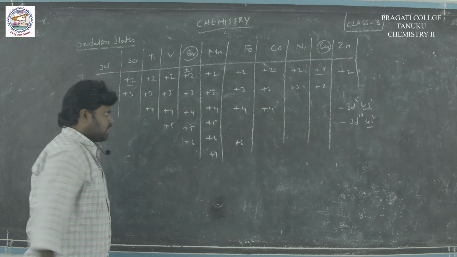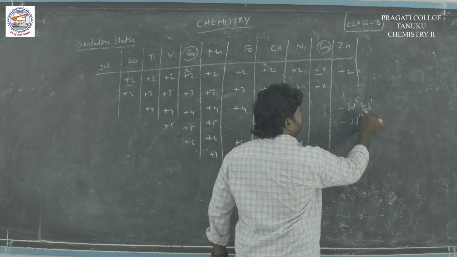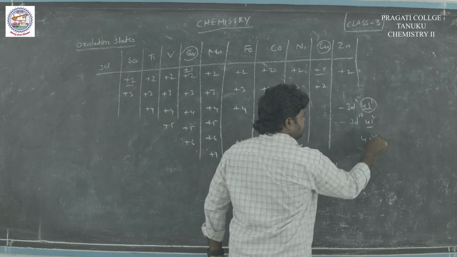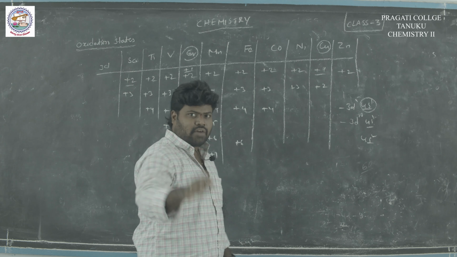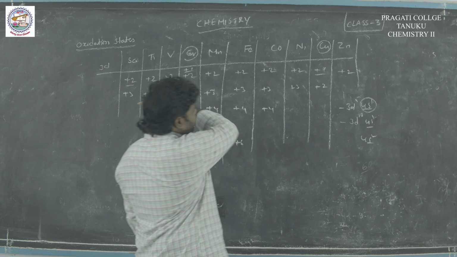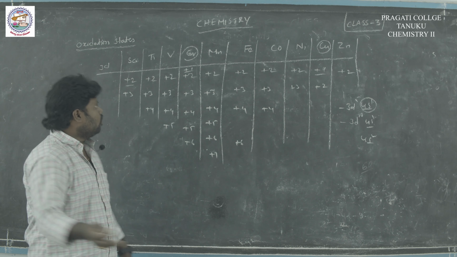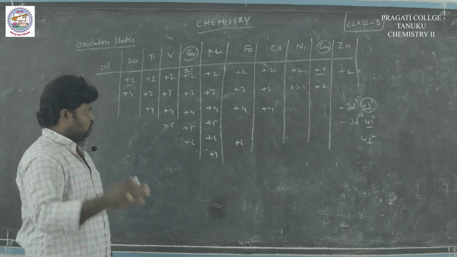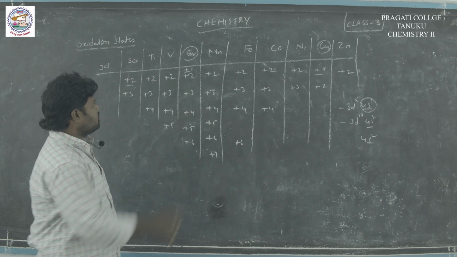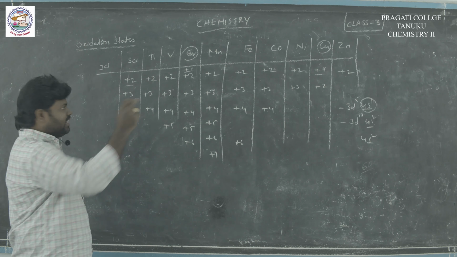The common oxidation state is +2 because electrons first enter the 4s shell, that means the s orbital contains 2 electrons. The first 2 electrons are commonly lost in every element in the 3d series. So every element easily loses 2 electrons, and the common oxidation state in the 3d series is +2.